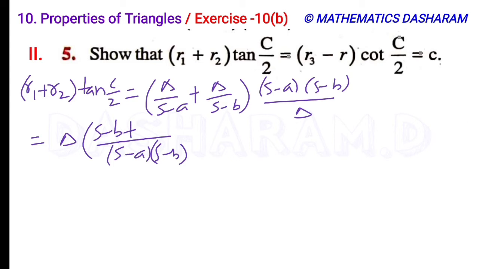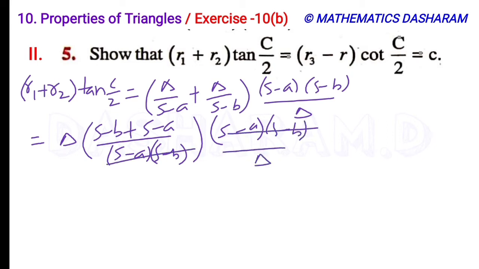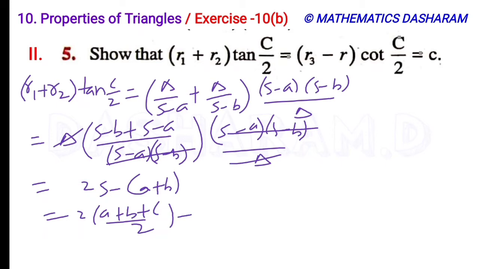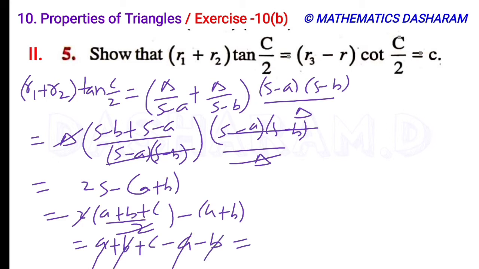Now here (s minus b) plus (s minus a), and here (s minus a) into (s minus b) divided by delta. Here both terms cancel and delta also cancels. So 2s, take the minus common, a plus b. So 2s minus (a plus b). Actually, what is the s formula? s equals (a plus b plus c) divided by 2. Here the 2 cancels. So a plus b plus c minus a minus b, plus a plus b minus b, cancel, c. So this is our required answer.